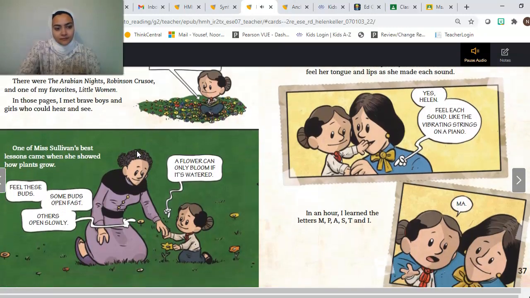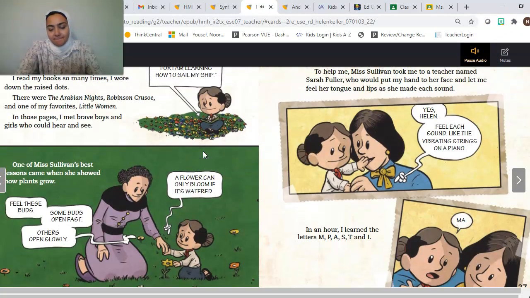One of Miss Sullivan's best lessons came when she showed how plants grow. Feel these buds. Some buds open fast, others open slowly. A flower can only bloom if it's watered. Let's talk about how the quote from the book Helen is reading connects to her own life. Helen has learned how to read and communicate just like someone learns how to sail a ship. Sailors are not afraid of storms because they know how to sail a ship. Helen is not afraid of things that may happen in her life because she knows how to communicate.